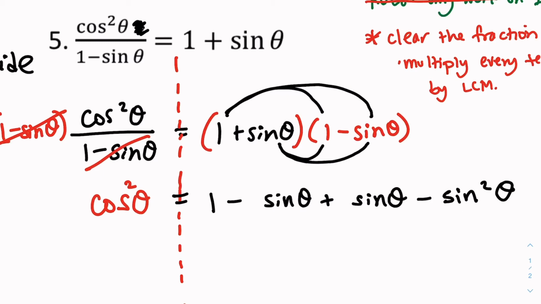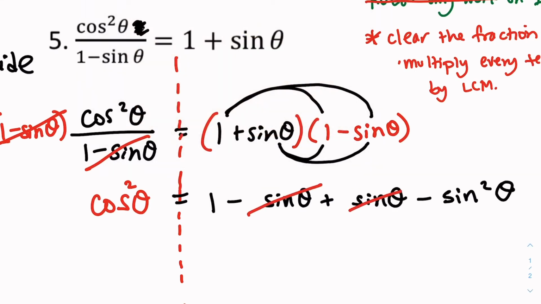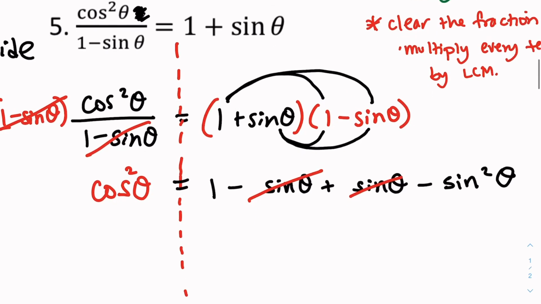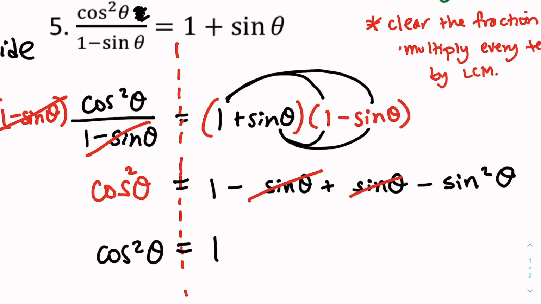Now watch what happens in the middle. These are going to disappear, cancel each other out. That's negative 1 plus 1. The sine thetas cancel. Did you notice this is actually like a difference of squares? It's flip-flop on the signs. So the middle term canceled, meaning that on the left I still have my cosine squared theta, and on the right I have 1 minus sine squared theta.